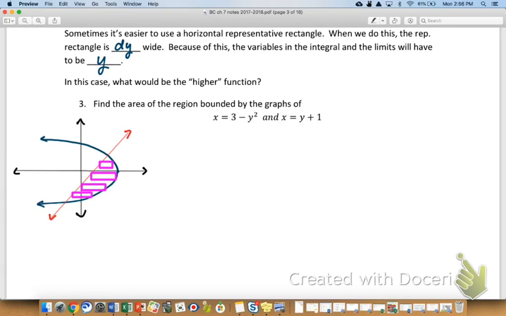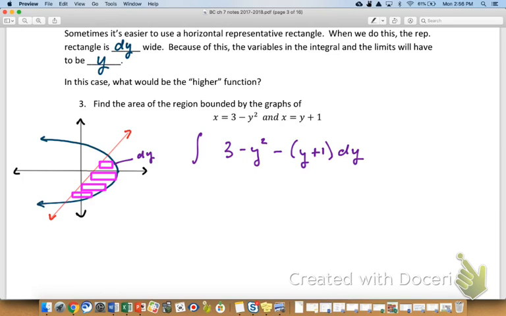That make sense? Okay. So if we did draw something like this, what would you say is the higher function? 3 minus y squared. Yeah, isn't it the one on the right? In this case, that's the parabola. So I'm going to go integral of high minus low. The thickness of each rectangle is now dy, because the thickness is measured on the y-axis scale.